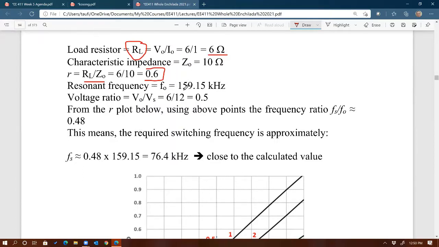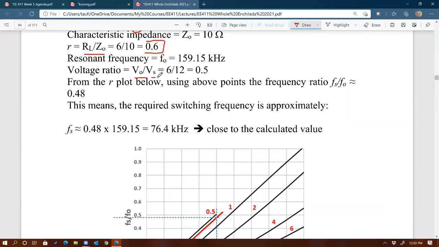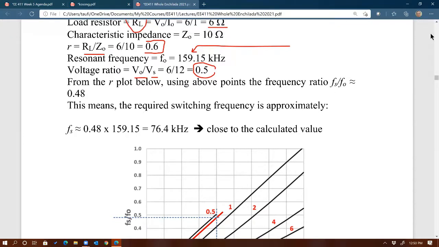The second ratio, depending on what's given in the problem, in this case, I get from the voltages, right? Because output is 6 volts, input is 12 volts. So I get the second ratio, which is 0.5, V out over Vs, right? And then I do have the resonant frequency right there. Remember, I found omega. So if you divide omega by 2 pi, I get resonant frequency in kilohertz. Right? So the only one that's missing is the switching frequency, and that's what this method can give you, right?